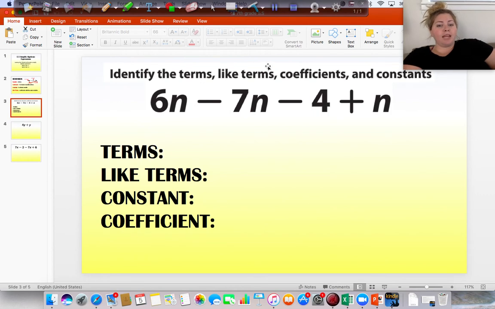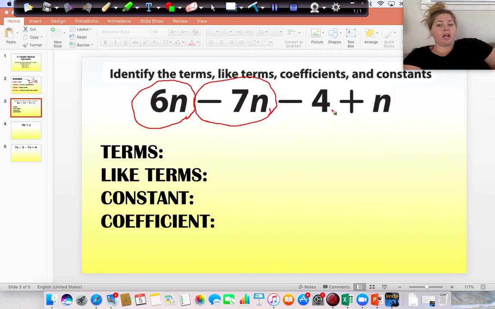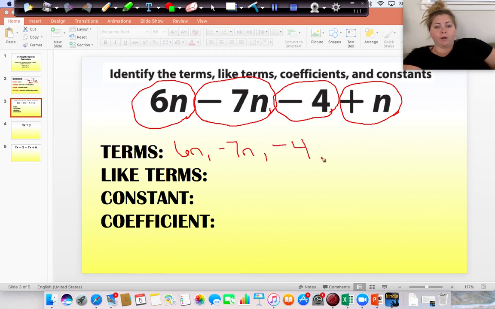Okay, so identify the terms, like terms, coefficients, and constants. So you'll have some questions like this where you're going to have to figure out what the different vocabulary terms are within this algebraic expression. So the terms, what I would do is just circle. Why does this pen not like me? Okay, so what I would do is go through and circle, and you want to put the addition or subtraction sign with the number right behind it. Okay, so these are our 4 terms. So 6n, -7n, -4, and +n. You don't have to put the + in front of the n, but you can.